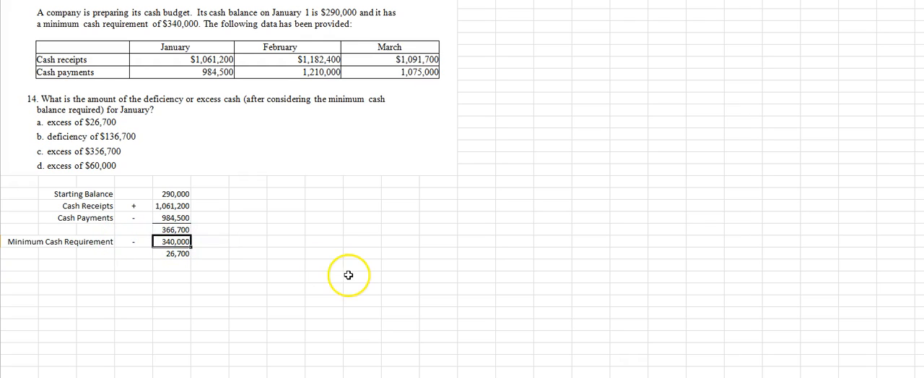It covers our minimum cash requirement of 340, and we have excess cash of 26,700. So the answer to that would be A, excess of 26,700, right? What is the amount of the deficiency or excess cash after considering? So we have excess cash of 26,700. Okay, so those are samples of all the types of problems that you're going to have in exam number 2. If you understand all these problems, you should be fine. Like I said, go through the review to get more of the conceptual type of questions.